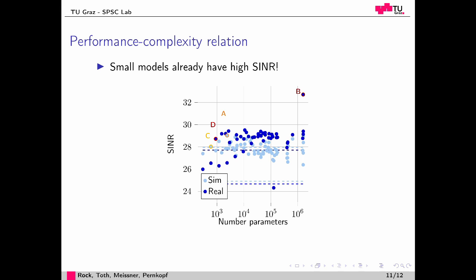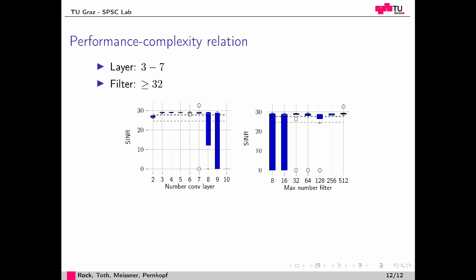The letters C and D mark the smallest models for simulated and real data that surpass the clean measurement SINR. And A and B are the overall best performing models. Here we have the same results but grouped by the maximum number of filters and the number of convolutional layers. So we can say, as a rule of thumb, if we have a model that has 3 to 7 layers and 32 or more filter kernels, this yields a very high SINR performance.